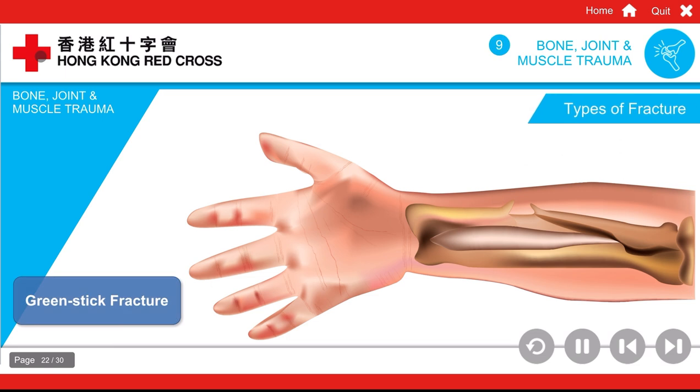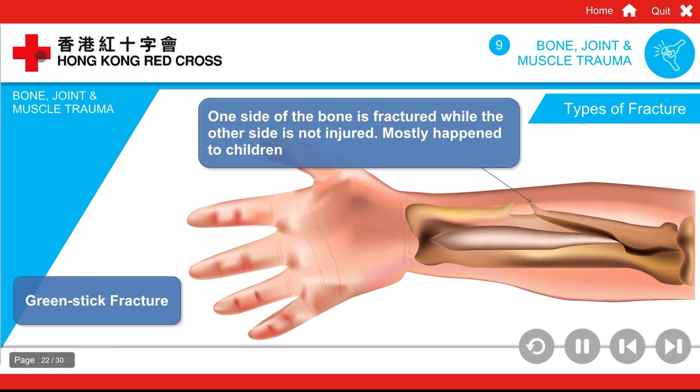The third type is green stick fracture. It's usually found in children, in which a side of the bone is split or cracked, while the other side is complete or bent.